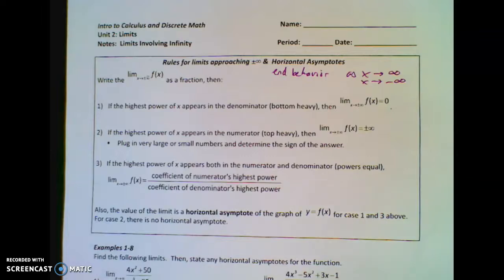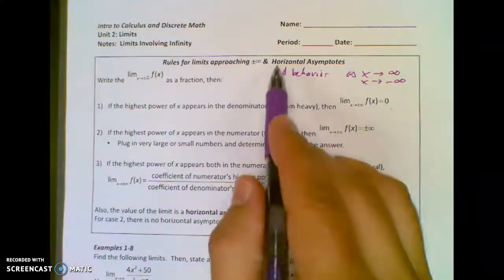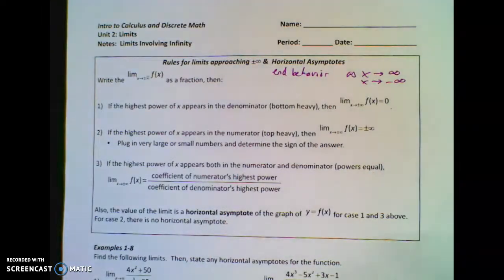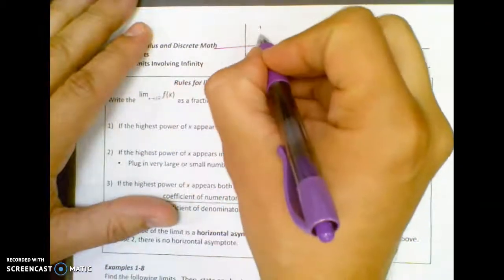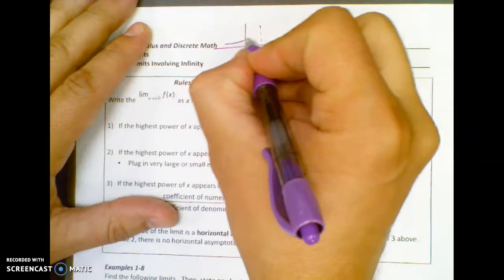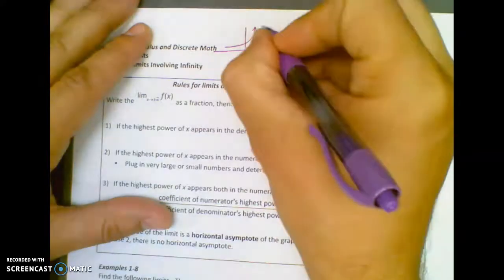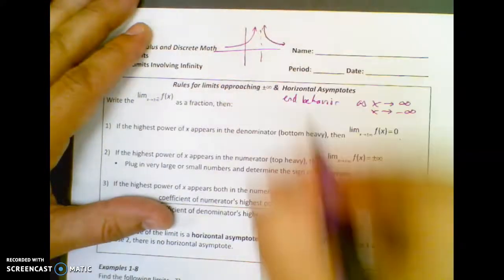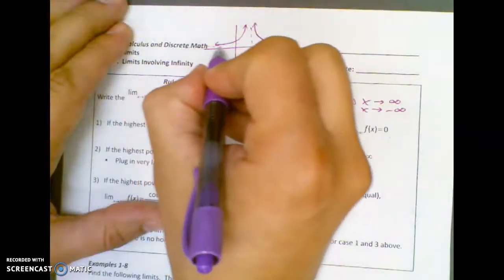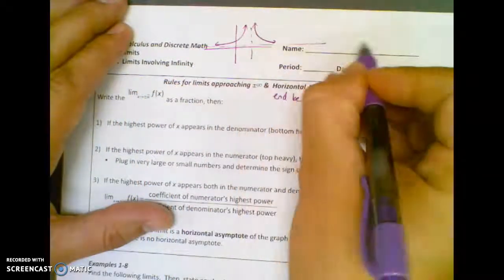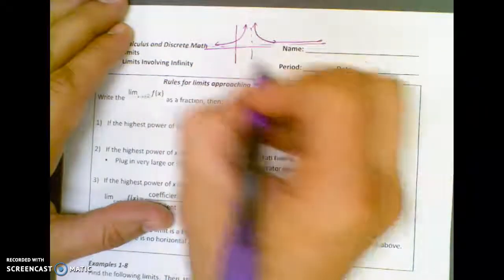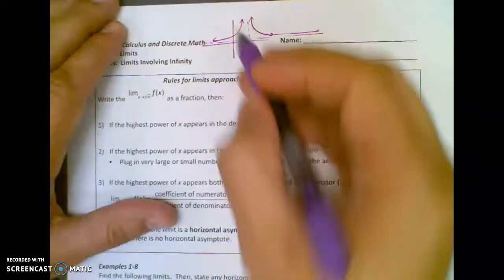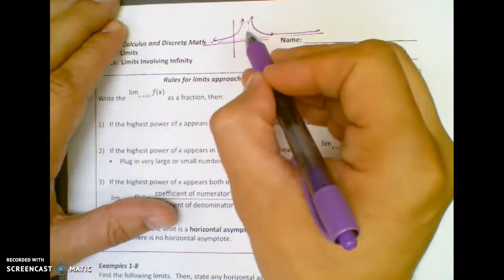Here's a way to check for horizontal asymptotes. Remember, you know what vertical asymptotes look like because we did those in continuity, right? So if you have a vertical asymptote, you'll have a graph that does something like that. Well, if you have a horizontal asymptote, that is a horizontal line your graph approaches way out to the right and way out to the left. Now what's different about them is vertical asymptotes can never be crossed. You'll never cross that.